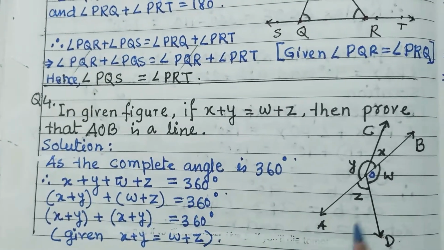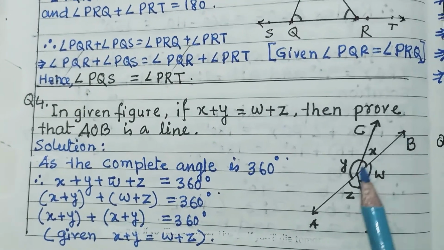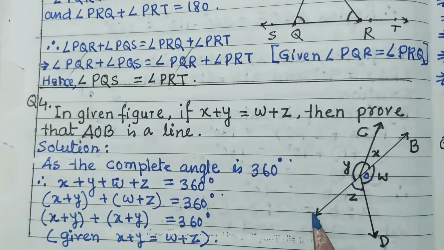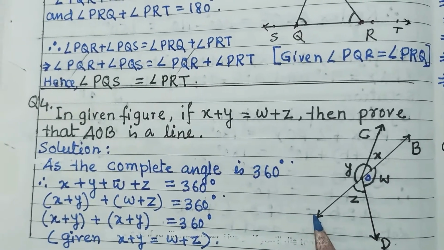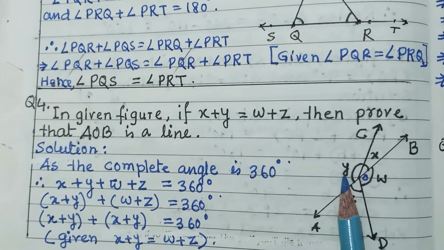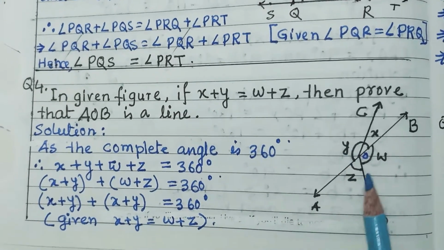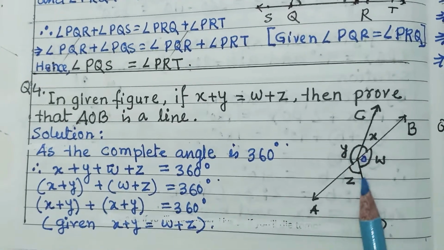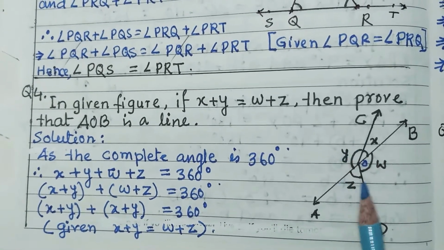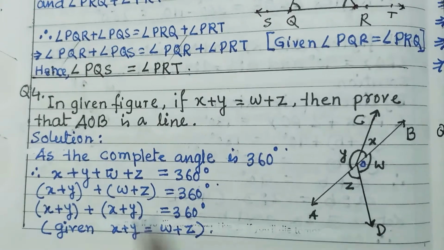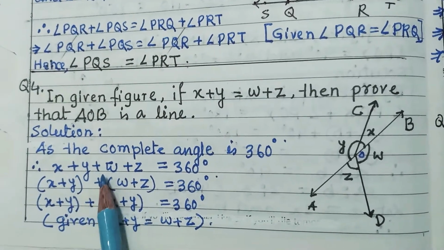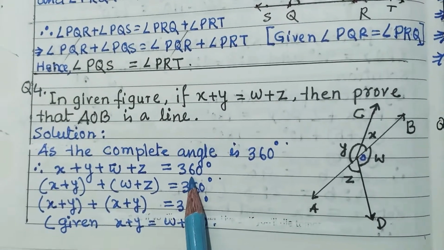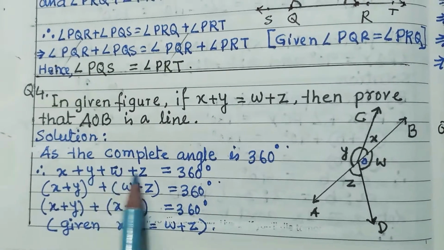In the given figure, if x plus y is equal to w plus z, then prove that AOB is a line. AOB, this is a straight line, we have to prove that. Now x plus y is equal to w plus z has been given. We know x plus y plus w plus z, all four together, is 360 degrees.